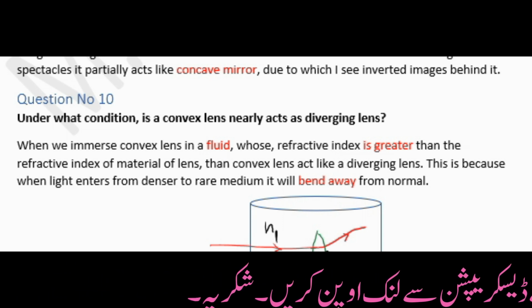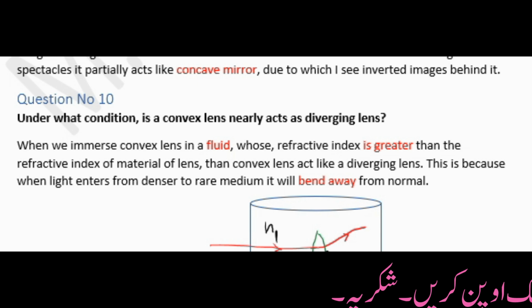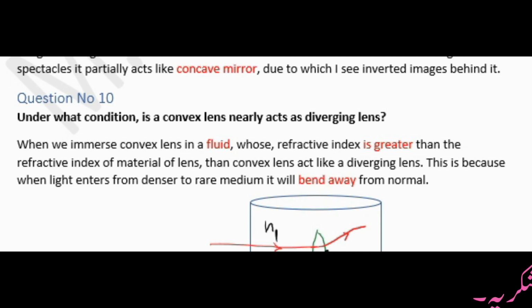Question number 10. Under what condition does a convex lens nearly act as a diverging lens? When we immerse a convex lens in a fluid whose refractive index is greater than the refractive index of the material of the lens, then the convex lens acts like a diverging lens. This is because when light enters from a denser to a rarer medium it will bend away from the normal.